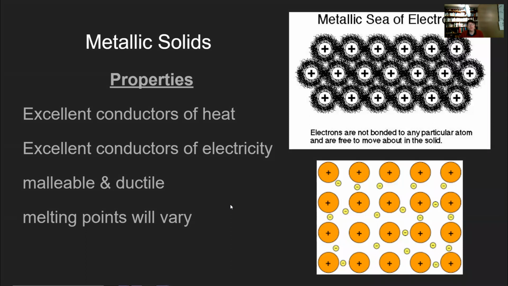But again, as a quick review, all of this can be summarized by the fact that they are good conductors of heat, they're good conductors of electricity, they're malleable and ductile, but their melting points are variable, depending on their level of attraction.